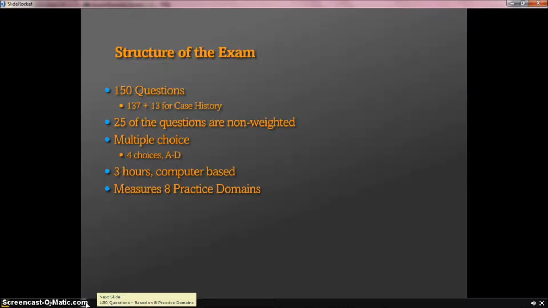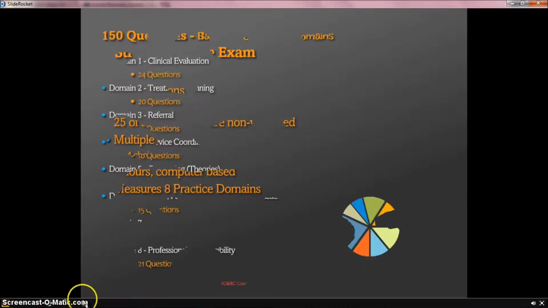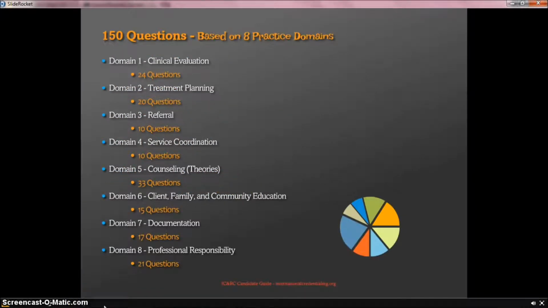The multiple choice questions have 4 choices, A, B, C, D. Those are the best answer plus 3 distractors. The test is 3 hours long, is computer-based, and it pretty much measures the 8 practice domains for substance abuse counselors. So this is how many questions there are for each practice domain.